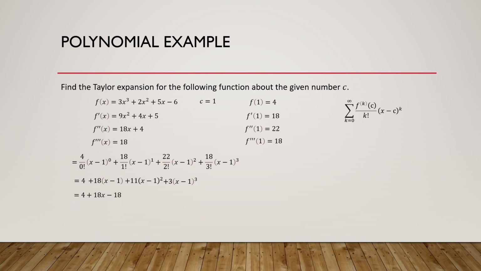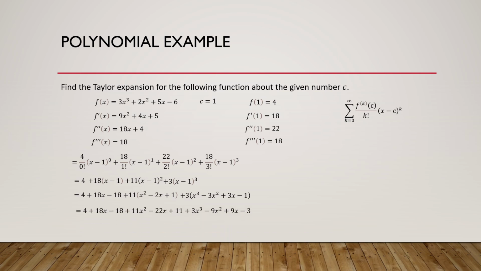18 times the quantity of x minus 1 equals 18x minus 18. X minus 1 quantity squared equals x squared minus 2x plus 1. And x minus 1 quantity cubed equals x cubed minus 3x squared plus 3x minus 1. Next, we distribute, then combine like terms.